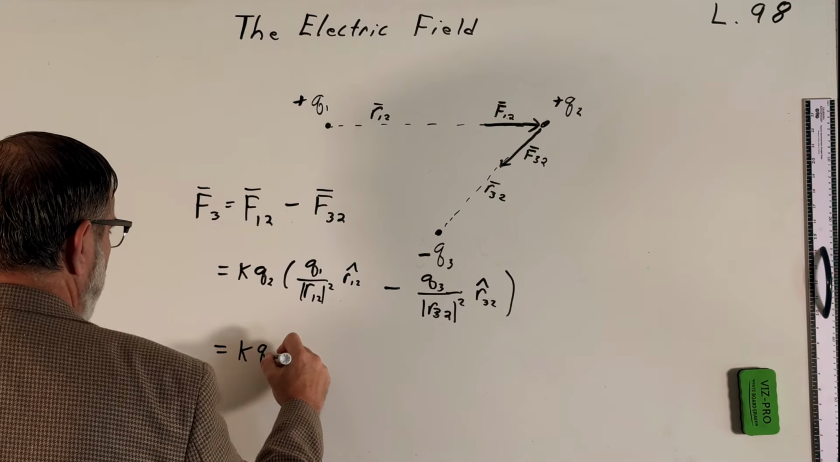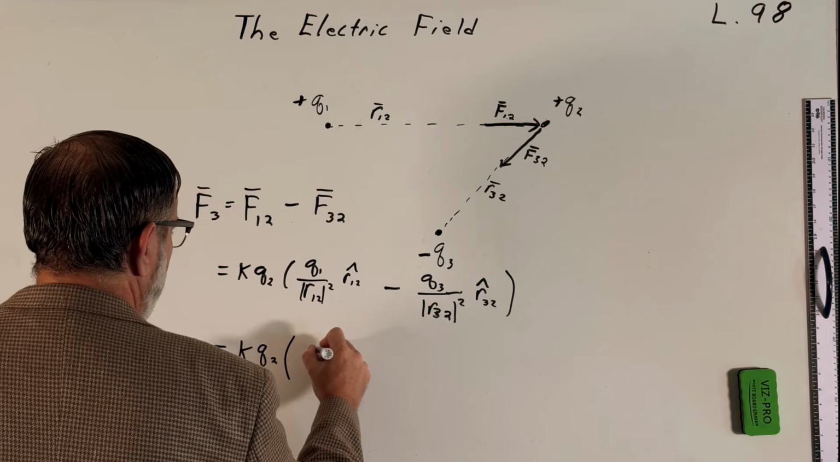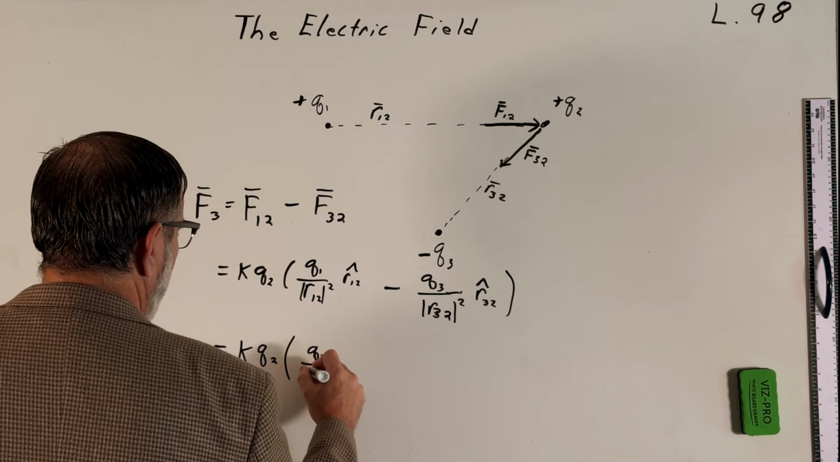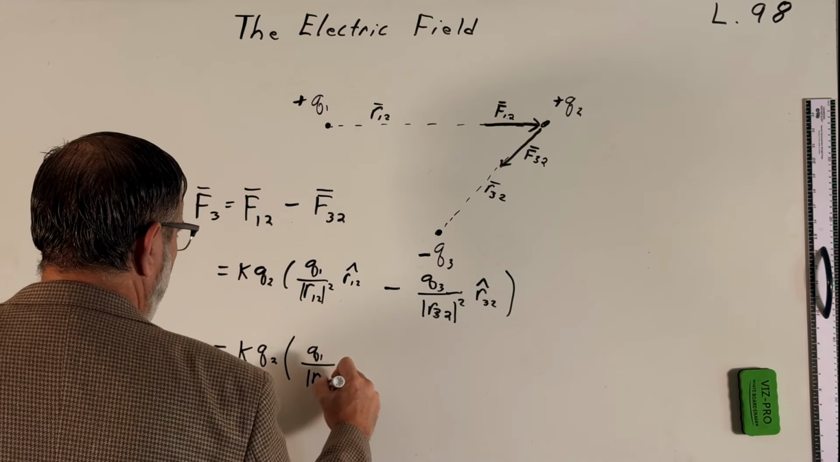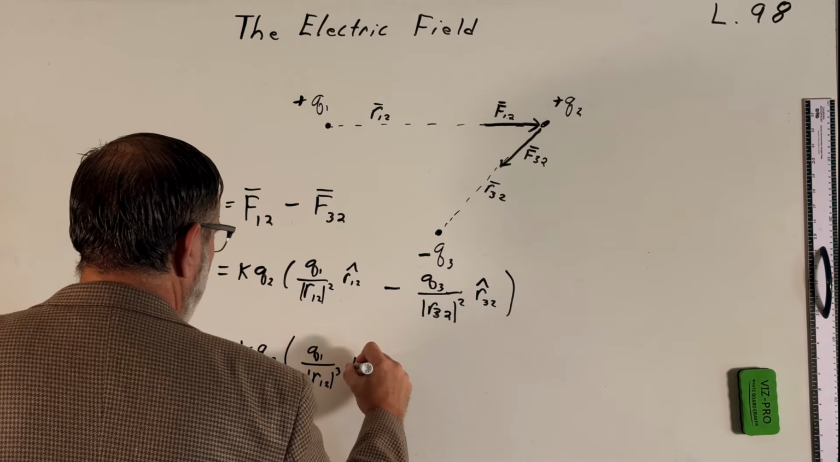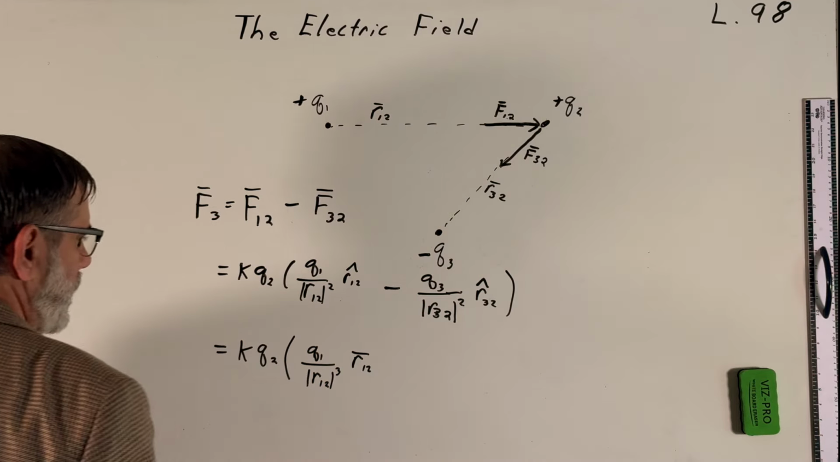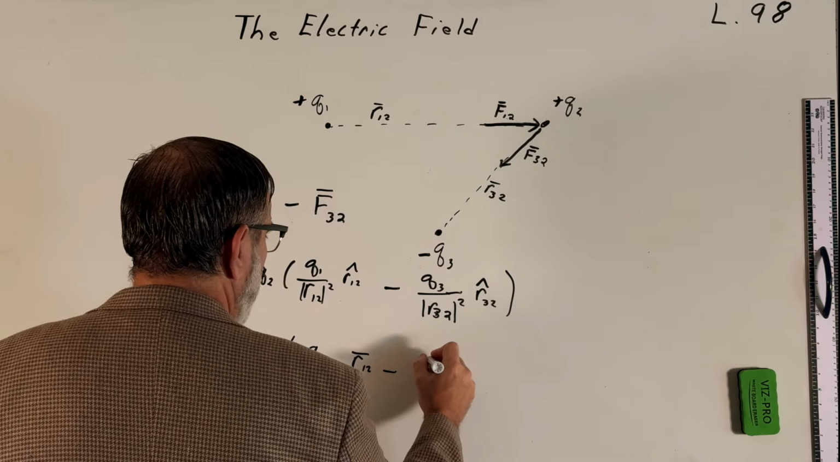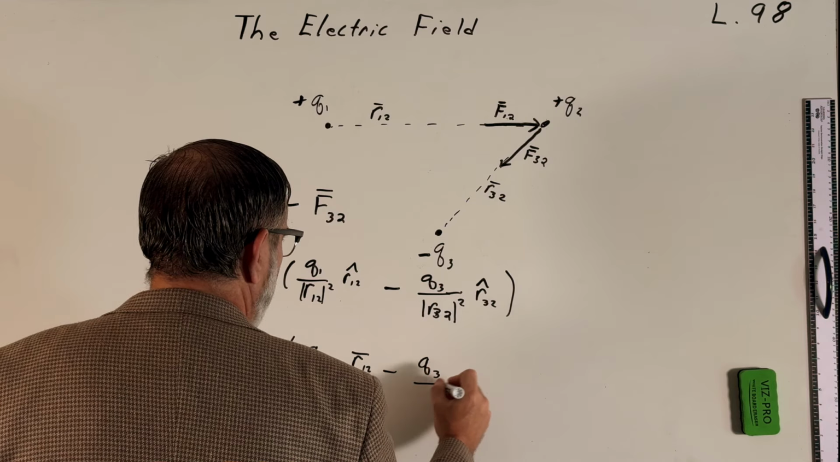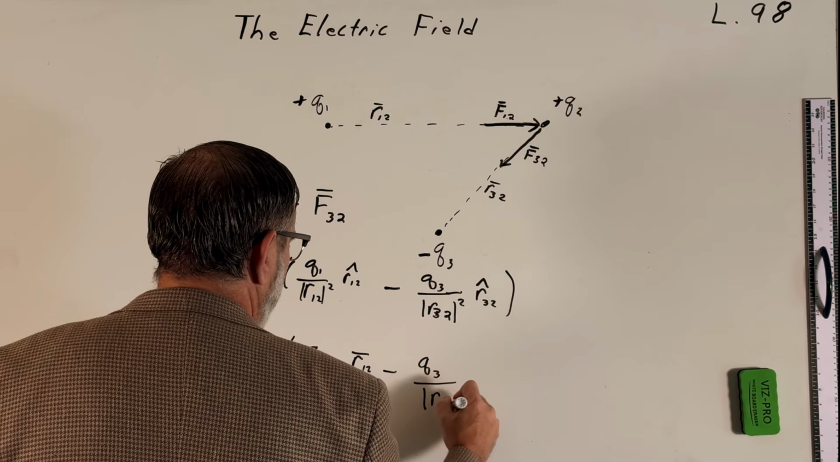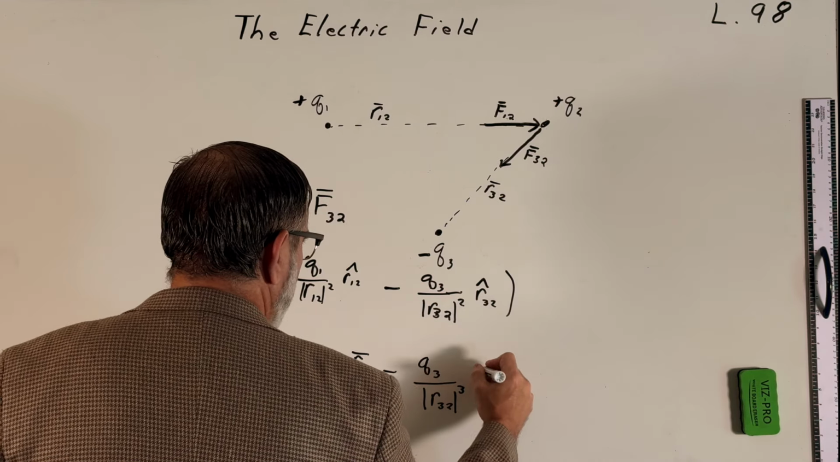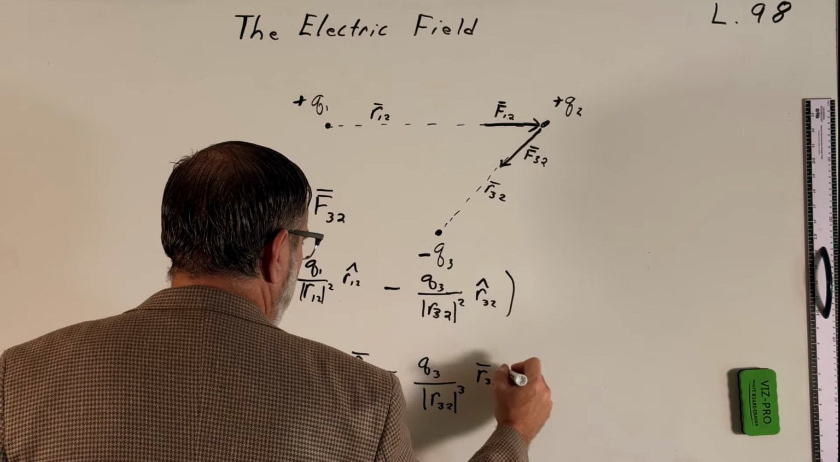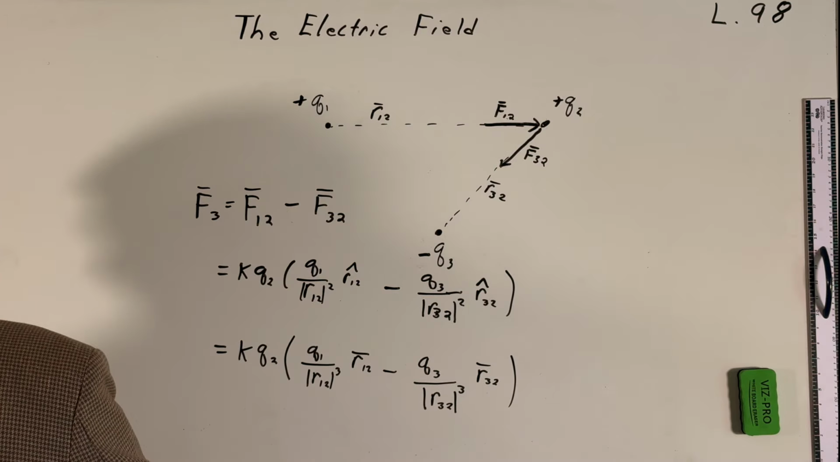Yeah, so I can write that just so we see it one more time. We can also write this as K Q2 times Q1 over R12 cubed times R12, where we use the actual displacement vector. Q3 over R32 cubed times R32. Yes? Yeah.